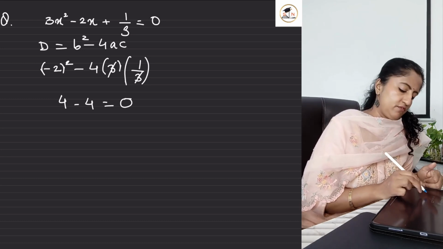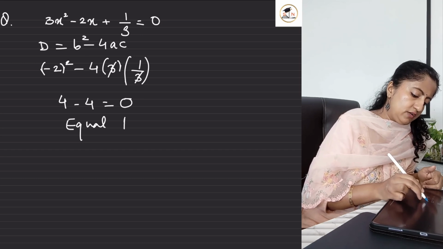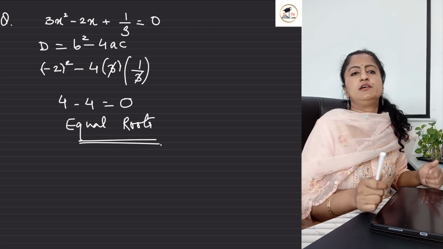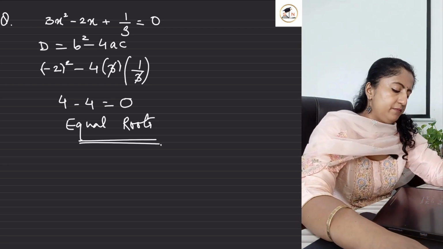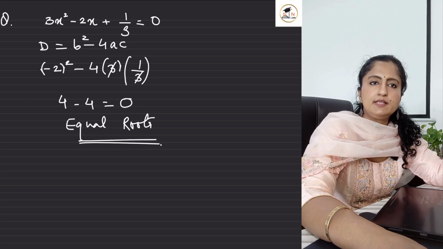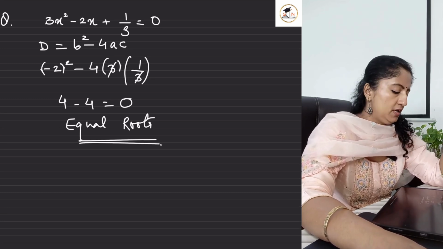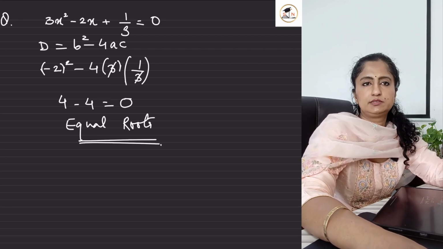And what is this? We are having equal roots. So we have seen two questions over here, where in the first one, d was less than 0, so we concluded that there were no real roots. Now in the second, we are getting d equal to 0. That means we have got equal roots.